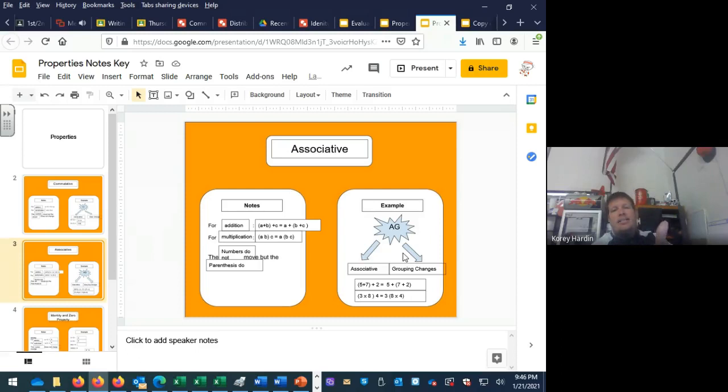AG, science fact, that's actually the chemical symbol for silver. Yeah, there's your science fact for the day. Miss Snavely or Mr. Callahan would be proud.